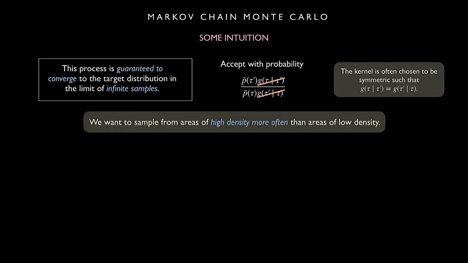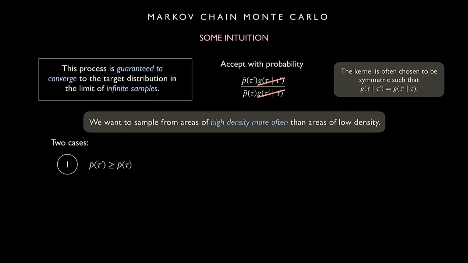Putting all of that aside, if I just handed you a density function and told you to draw some samples from it, more often you would draw samples from the areas of that density that are higher, and less frequently, but every once in a while still, you would draw samples from parts of that density that are lower. And it turns out this acceptance criteria forces that behavior.